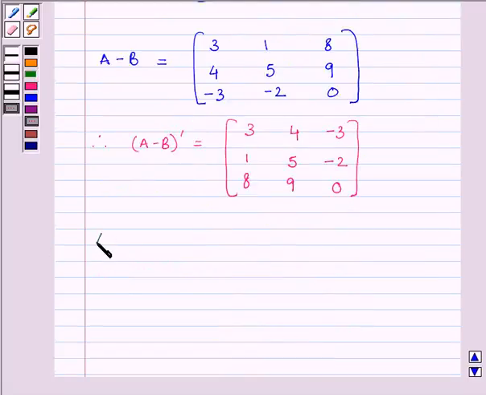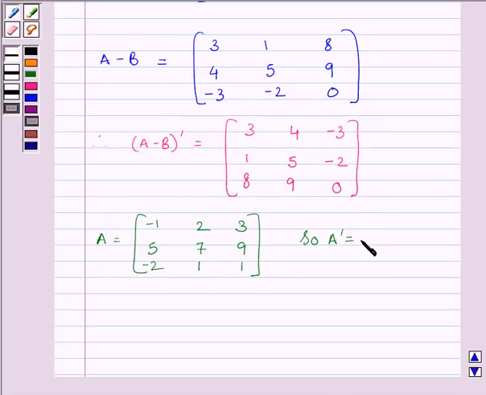Now A given to us in the question is the matrix [-1, 2, 3; 5, 7, 9; -2, 1, 1]. So A transpose is equal to the matrix obtained as follows. Here, the first row of A will change into the first column of A transpose, the second row of A will change into the second column of A transpose, and the third row of A will change into the third column of A transpose. So A transpose is equal to the matrix [-1, 5, -2; 2, 7, 1; 3, 9, 1].